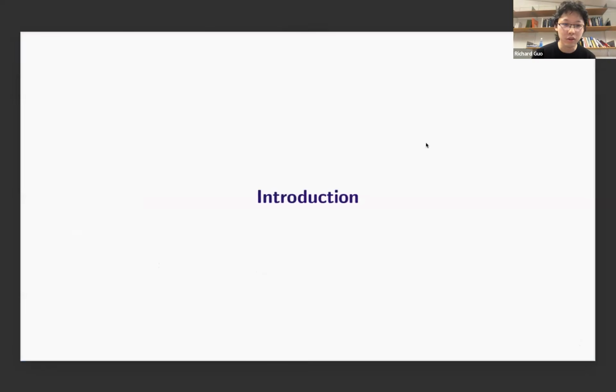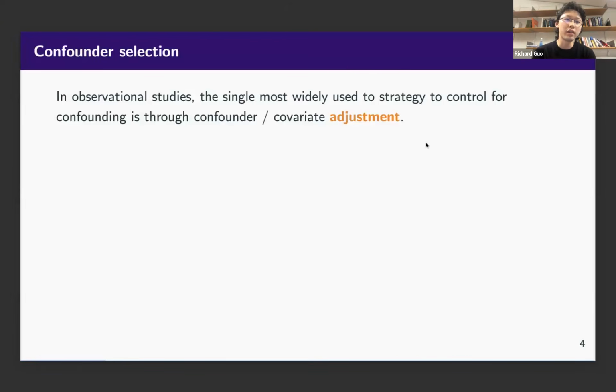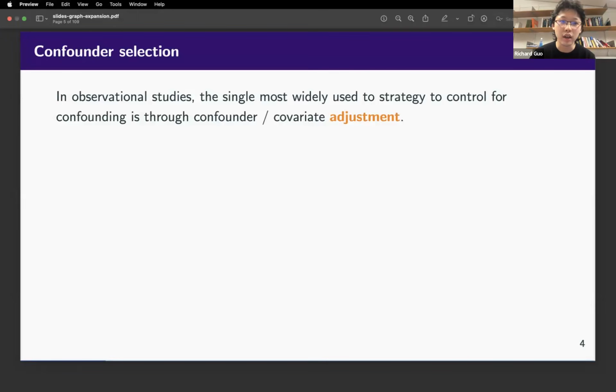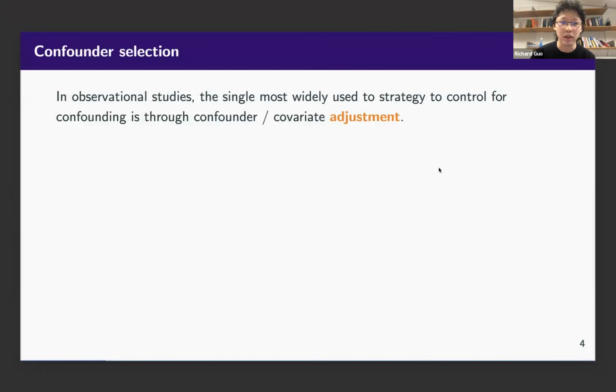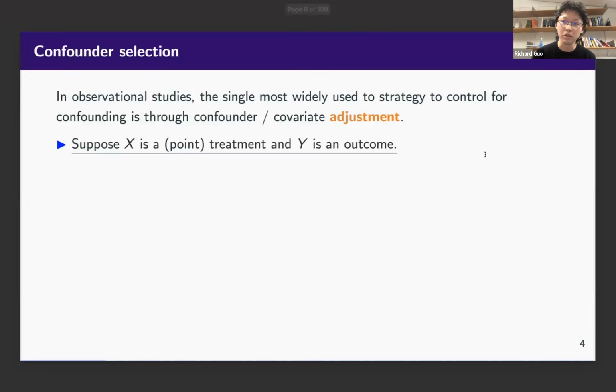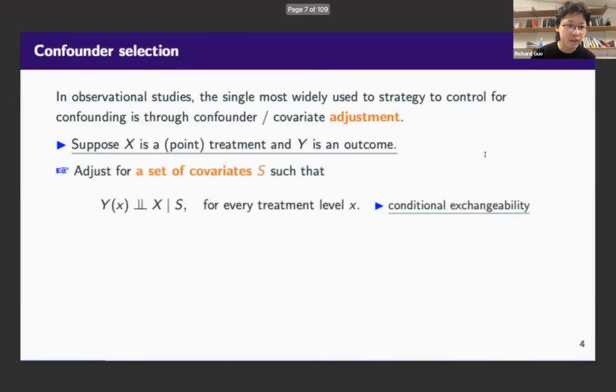Okay, so let me start with the introduction. Confounder selection is a very important and basic problem in observational study. I think you would agree with me. The single most widely used method for controlling for confounding, for identification, is covariate adjustment. Throughout the talk, I will assume we have a point treatment, X, and a single outcome, Y, and that we're interested in inferring the effect of X on Y.